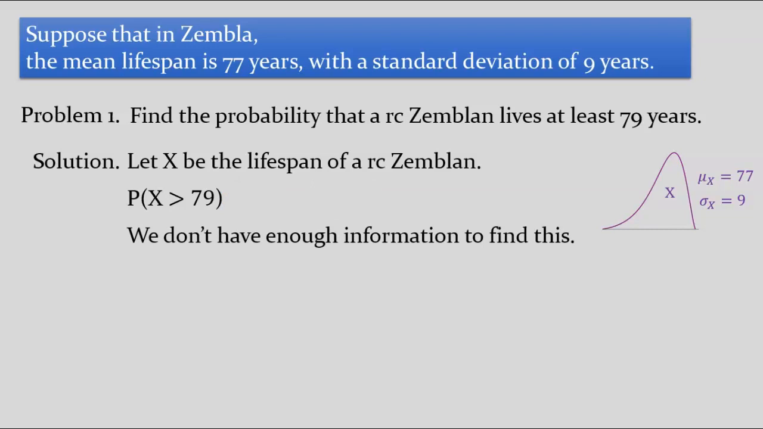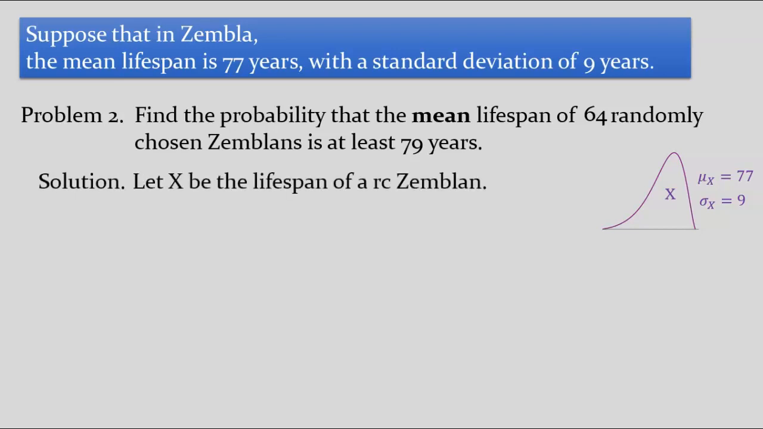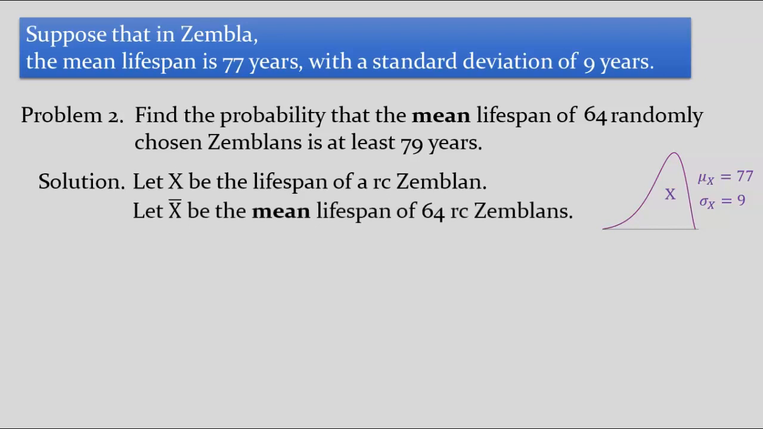Such is life. Let's consider problem 2. Find the probability that the mean lifespan of 64 randomly chosen Zemblans is at least 79 years. Your first thought might be that there's no way we can answer this, since this seems so much more involved than that first problem, which we couldn't solve. Not so. We can solve this one. Let x be the lifespan of a randomly chosen Zemblan, and let x bar be the mean lifespan of 64 randomly chosen Zemblans. We want the probability that the mean lifespan of 64 randomly chosen Zemblans is at least 79, so we want the probability that x bar is at least 79.